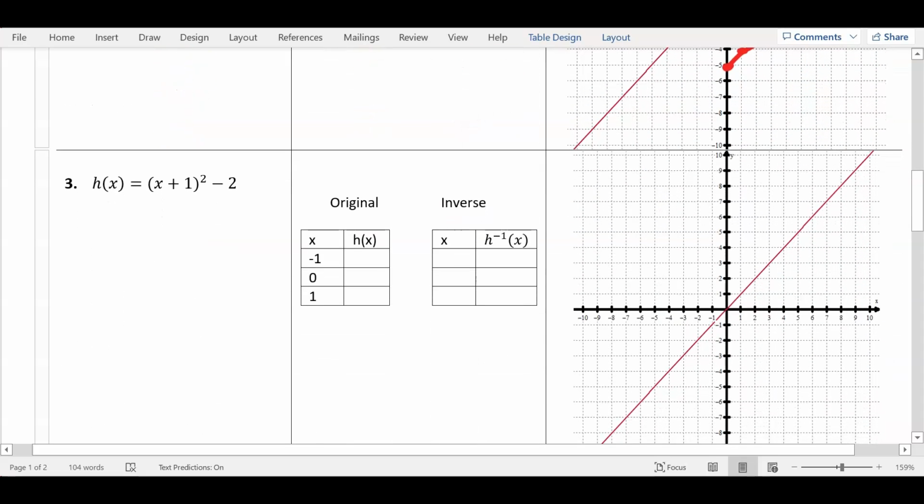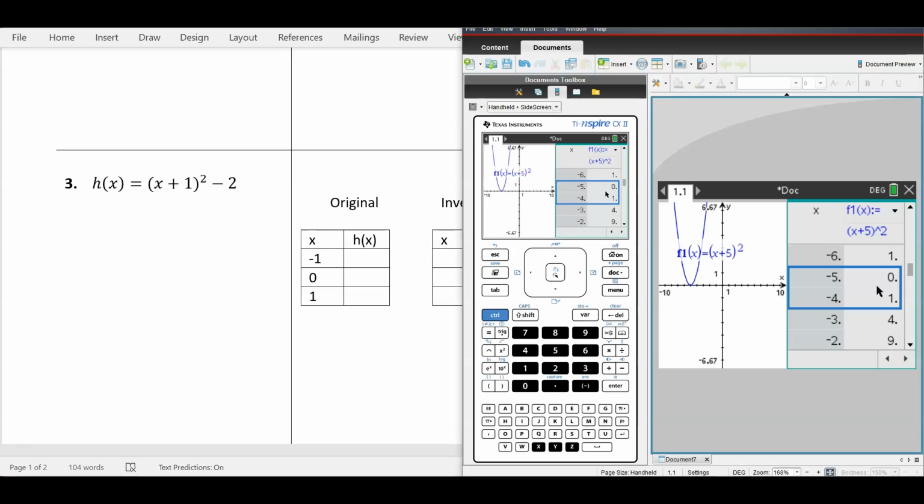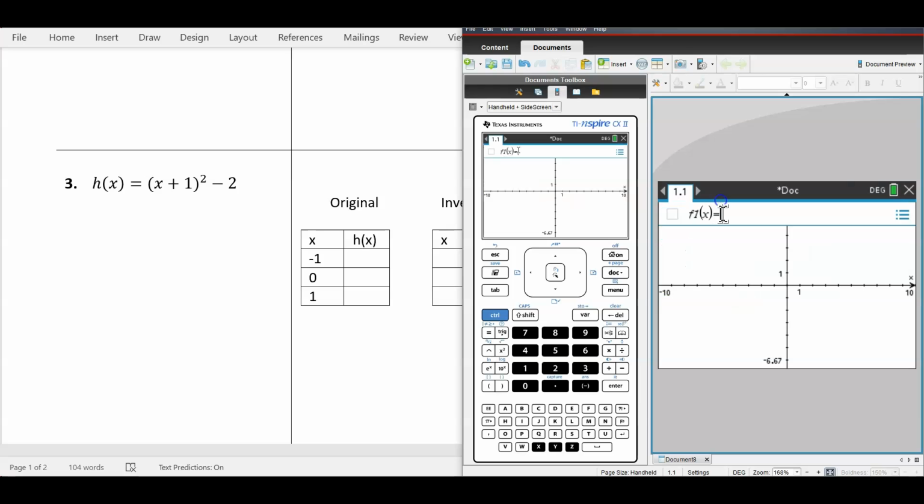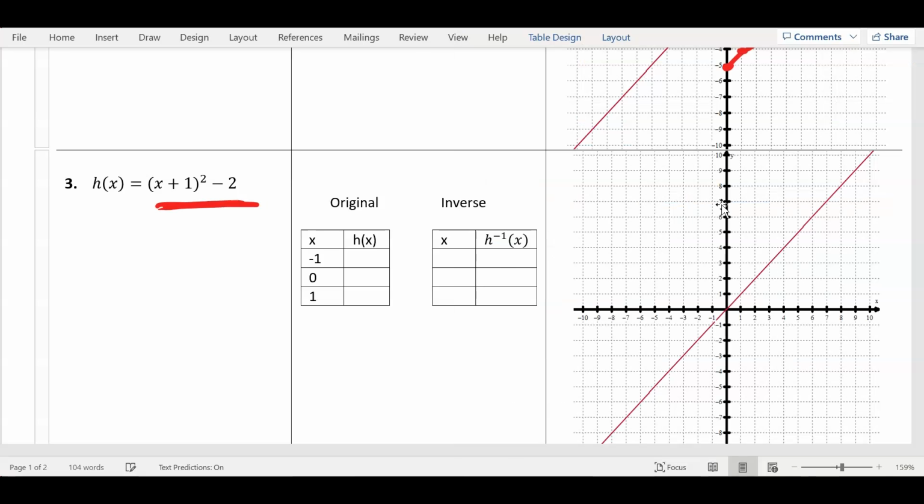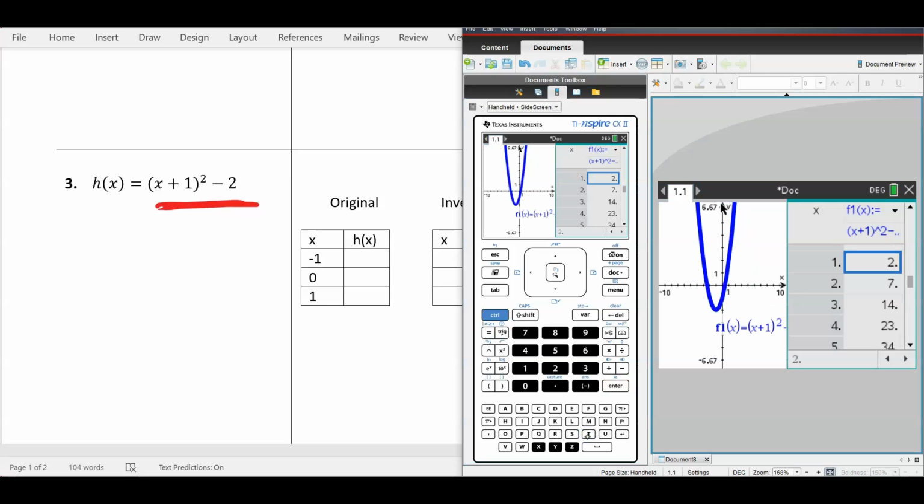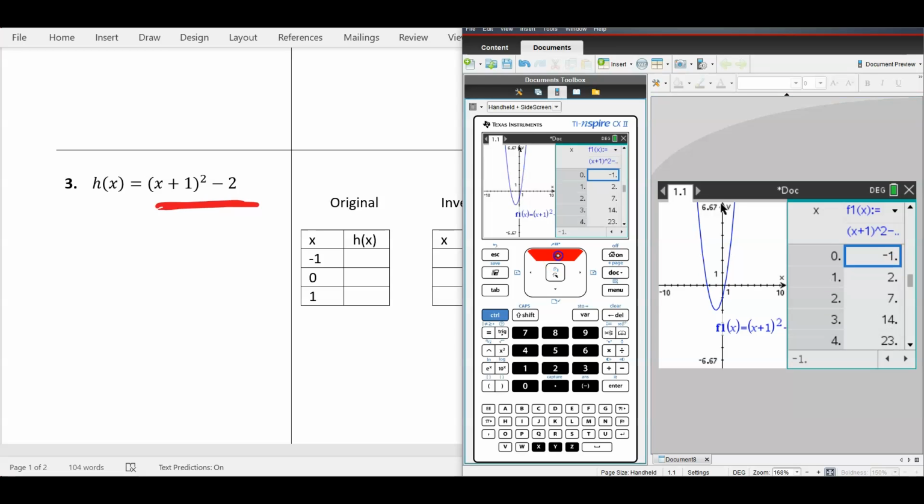All right, here we go. Let's graph it. So new document, don't save. Number 2. Again, only after the equal sign. So it's going to be parentheses x plus 1 parentheses squared minus 2. Control T, get the table. I want -1, so I'm going to go up to -1. Oh my gosh, too far. -1, -2, 0, -1, 1, 2.